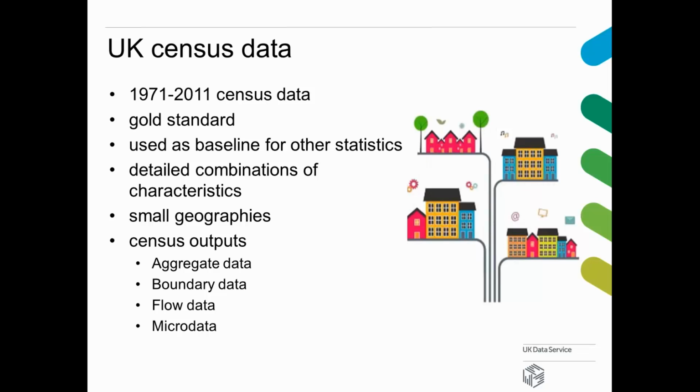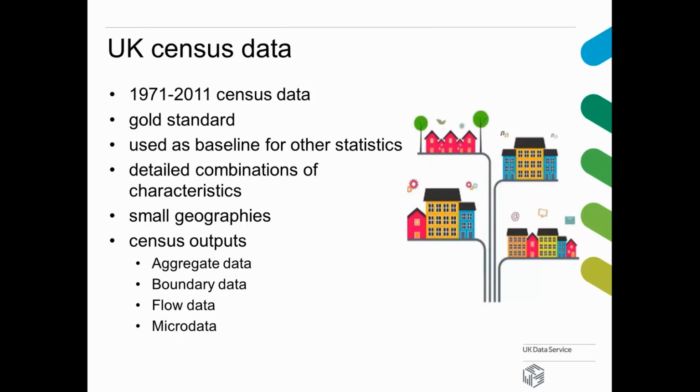Now, census data is considered to be the gold standard because it aims to cover 100% of the population, and as such, it's used for baseline statistics by a lot of different organisations. So, for example, the ONS use it to calculate their mid-year population estimates. The census contains detailed combinations of characteristics, and it's also available in a great number of different geographies, and some of them go down to very small areas, as we'll see in a few moments. So this makes it possible to reliably compare different areas, which is what makes the census data so unique.